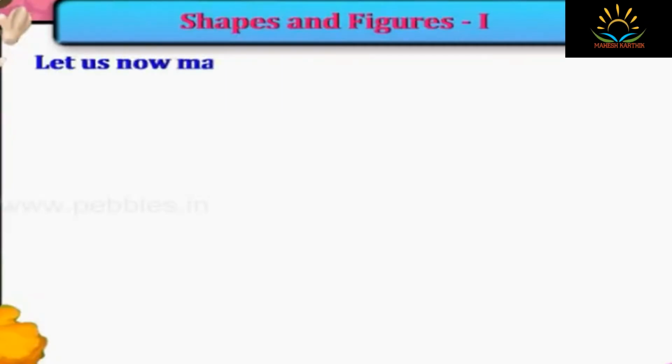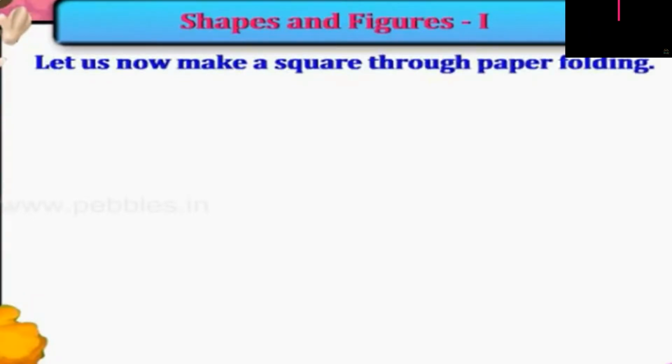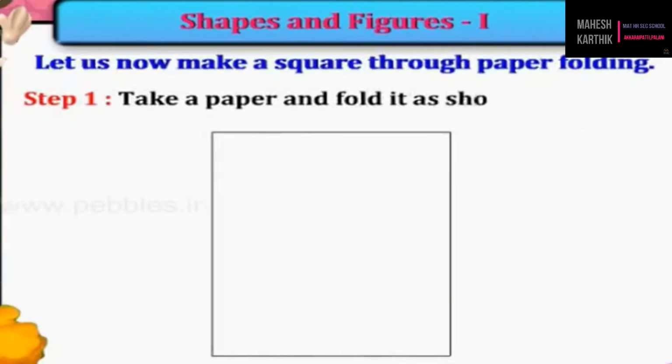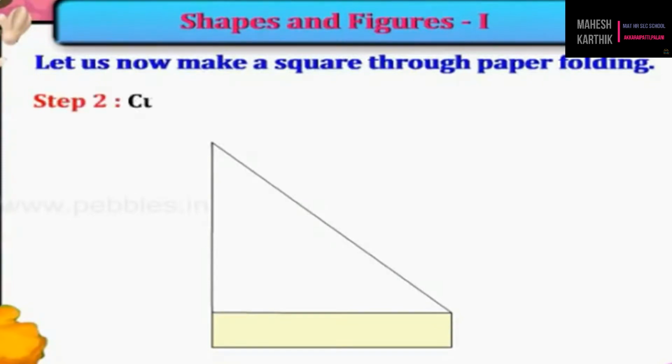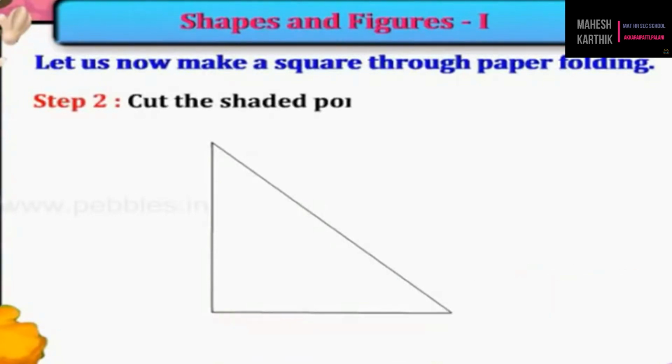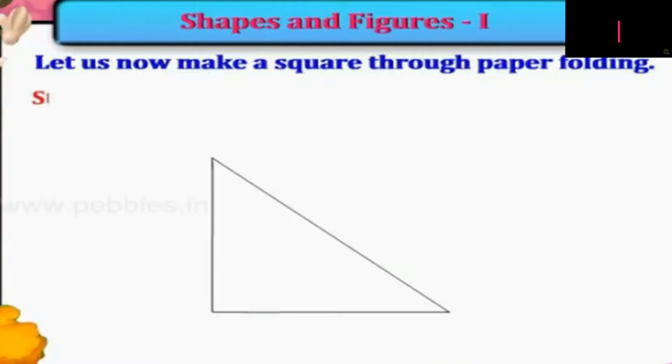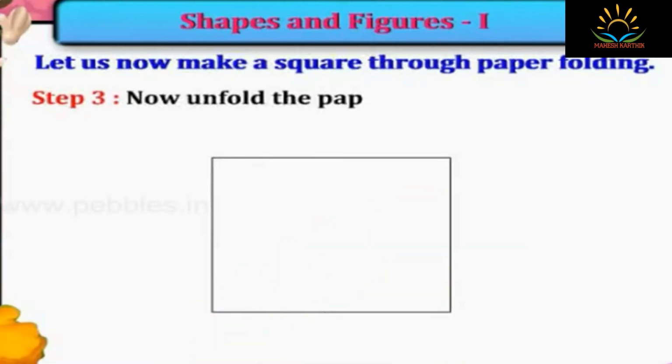Let us now make a square through paper folding. Step 1. Take a paper and fold it as shown. Step 2. Cut the shaded portion. Step 3. Now unfold the paper. We get a square.